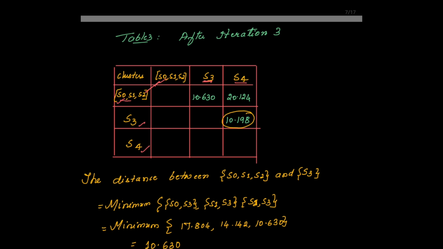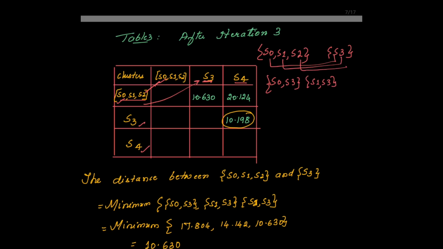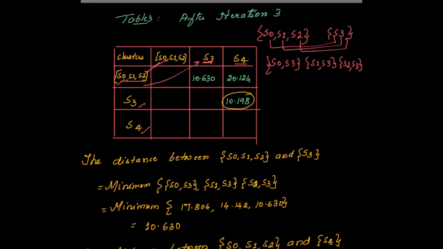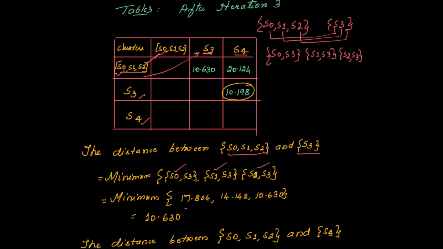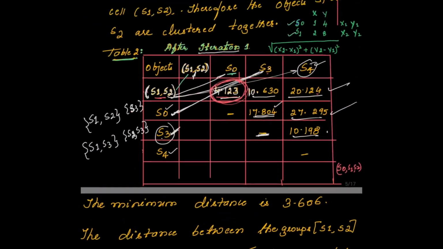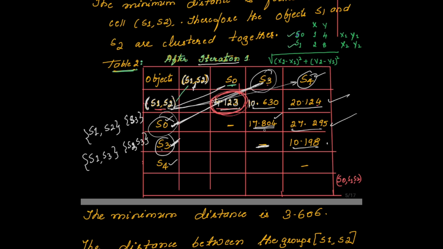What about the distance between S0, S1, S2 and S3? The same way you have to do it. In one cluster you have S0, S1 and S2, and the other is S3. First take S0 and S3, second S1 and S3, third S2 and S3. Three pairs are there, and I have written the same thing here. Now you can easily get these values from your previous table, table 1. S0 and S3 is 17.804. I'll show you one entry. S0 is here, S3 is here, 17.804.